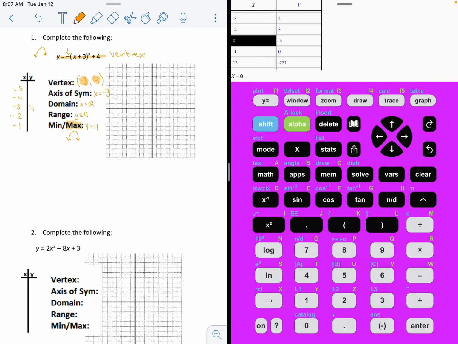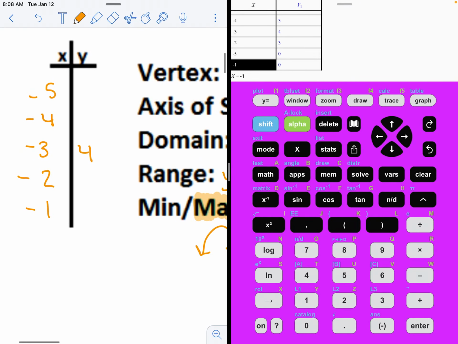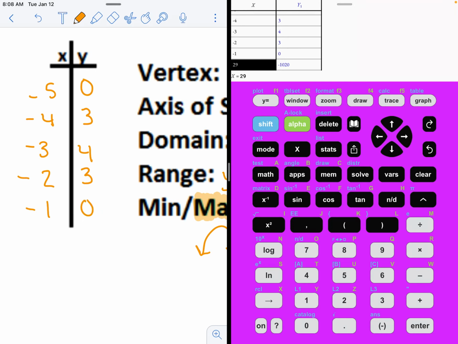All right, so I need -5, which is going to give me 0. I need -4, which is going to give me 3. Just double checking, the -3 gave me 4. -2 needs to give me a 3. And -1 needs to give me a 0. That way I have a mirror image. I'm skipping my whole number, so that should be okay. All right, and if you want to hit graph, you can see what it should look like when we're all done.